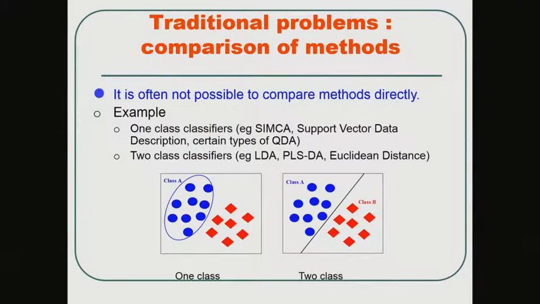It's often not possible to compare methods directly. Here's an example that I use a lot, classification. The left is a one-class classifier. A one-class classifier puts a boundary around data within a class. So I could just have a one-class classifier for the blue group, or for the red group, or for both. Whereas a two-class classifier puts a boundary between. So partial least squares discriminant analysis puts it between, SIMCA puts it around. Not that anybody uses SIMCA much now, but they used to, as well as support vector data description, quadratic discriminant analysis, etc.